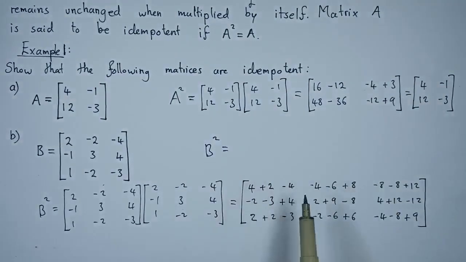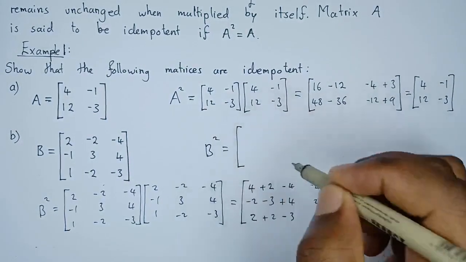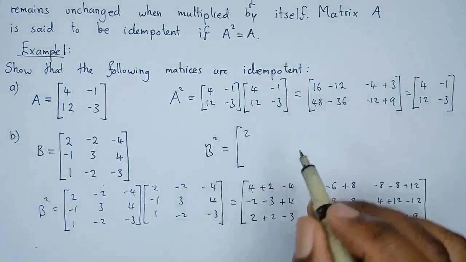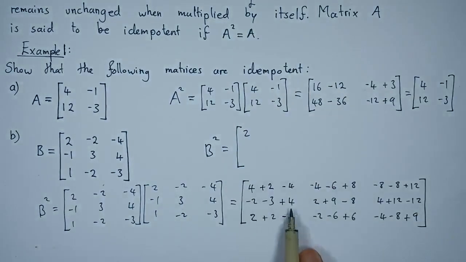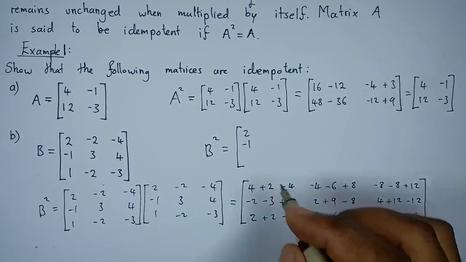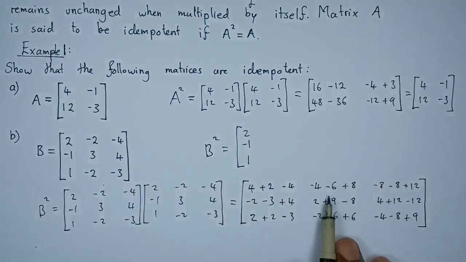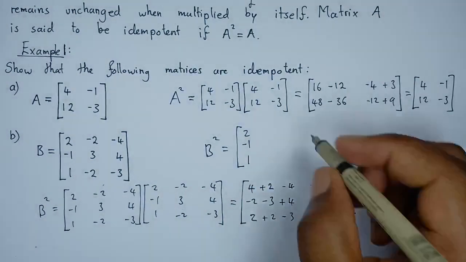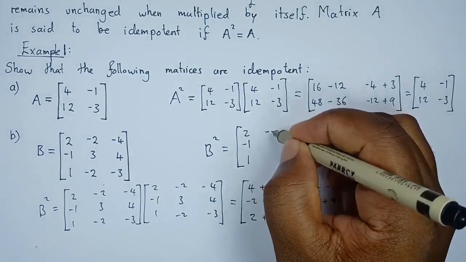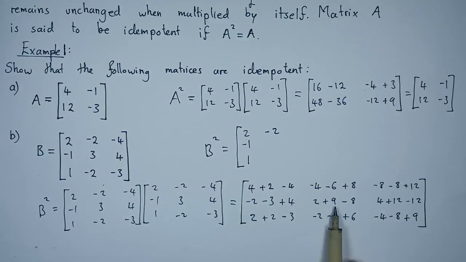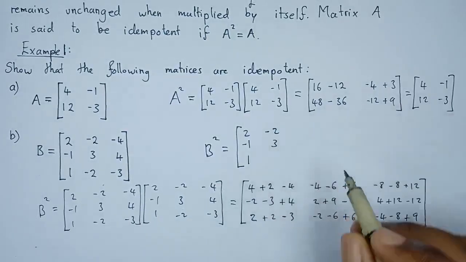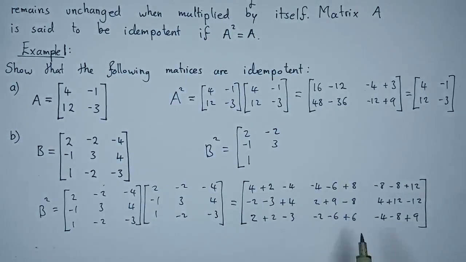Here, we get a 2. Remember the 4s will cancel, we get a 2. Here, we get a minus 1. Then down here, we're going to get a positive 1. Here we have negative 10 plus 8, which is minus 2. This is 9 minus 8 is 1 plus 2, that's a 3. The 6 will cancel, negative 2.